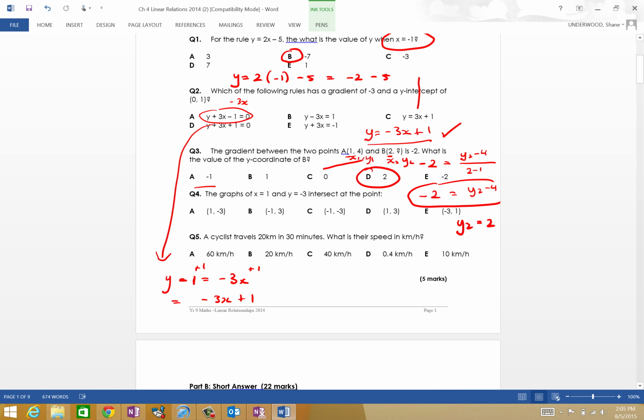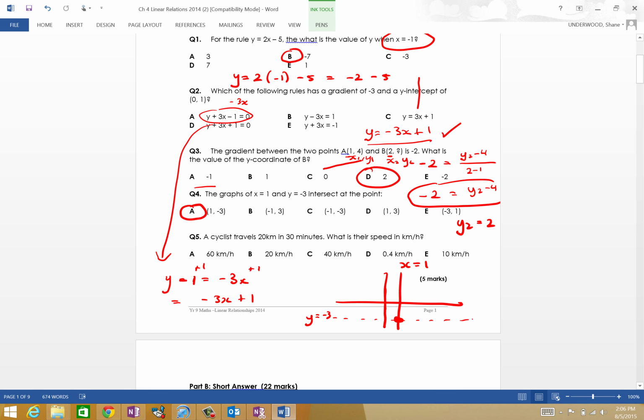The graphs of x equals 1 and y equals -3 intersect at a point. Well, what does a graph of x equals 1 look like? It's going to be a vertical line. Y equals -3 could be this line here. They're going to intersect at this point here. And what are the coordinates of that point? x comes first in the alphabet, so 1, -3. So the answer is A.